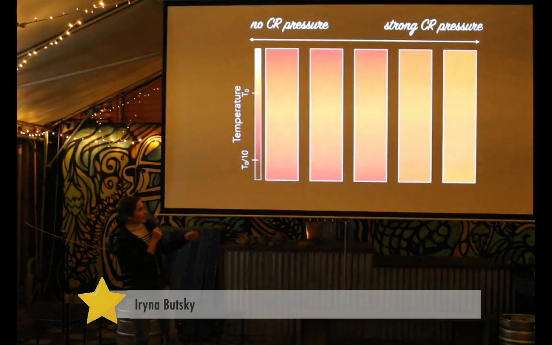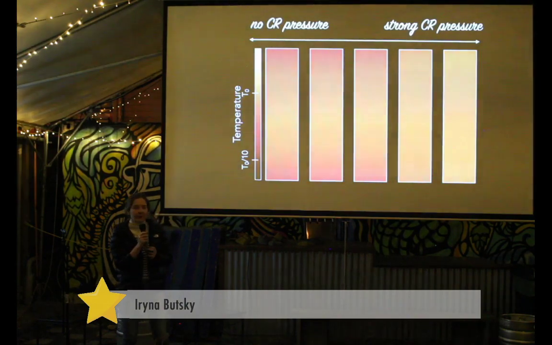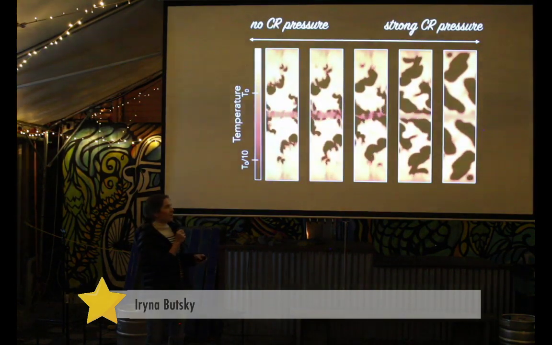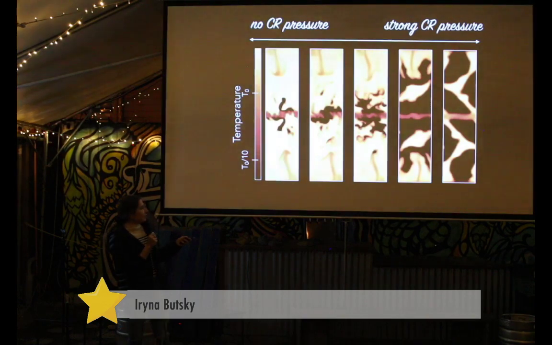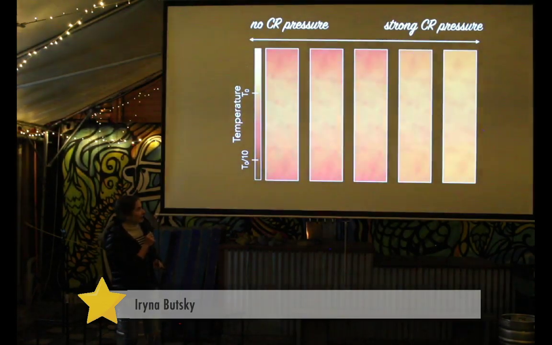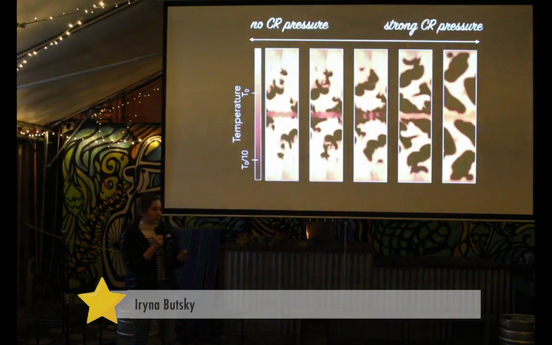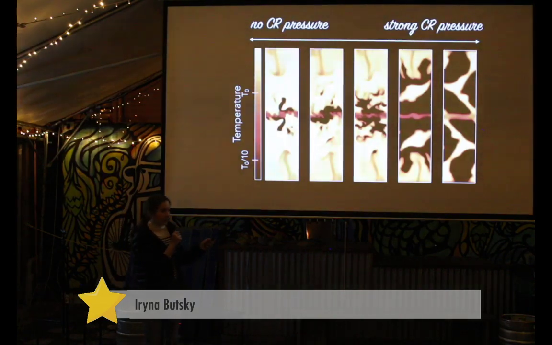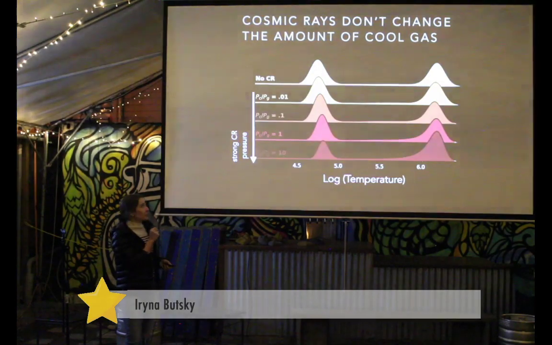But if you look at a similar movie of the temperature, this is similar but different. The shape of the perturbations is the same, but the contrast is really there, unlike in the density movie. Play it one more time. Which means that the gas is actually cooling down to the same temperatures. And so we can quantify this a little bit by looking at the histograms of the temperature distributions.